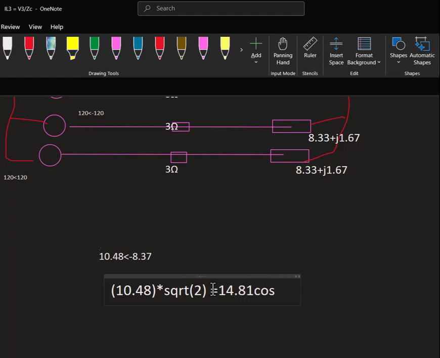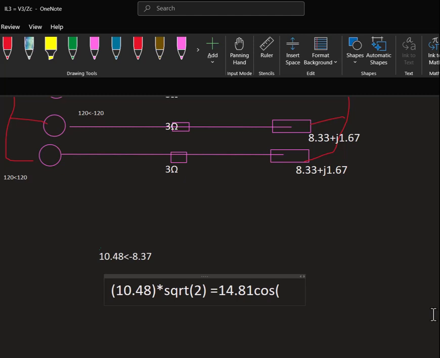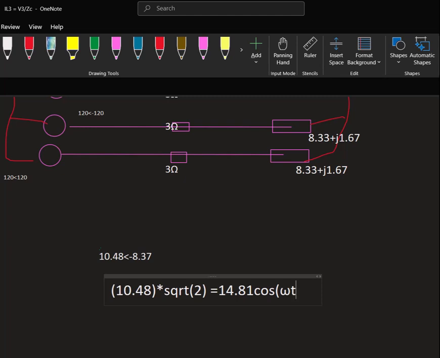And then we weren't given a frequency, so we would just say omega t, and for the first line it'd be minus 8.37 degrees, amps. That makes sense. Okay, all right, and that's going to be it for today.